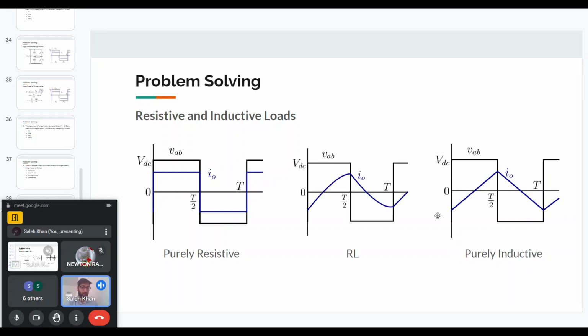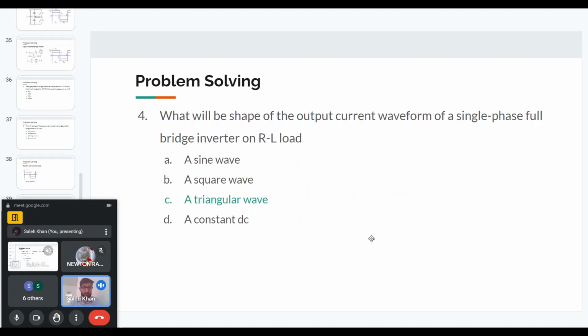Now an RL load is somewhere in the middle. If the resistance is very high, it will be closer to the square wave. If the inductance is very high, it will be closer to the triangular wave. But we are assuming that if the question is asking about the RL load, the inductance should be significant, so this kind of current is closer to a triangular current than a square or sinusoidal current. So the answer to this question is a triangular waveform. The output current for a single phase inverter with an RL load looks like a triangular waveform.